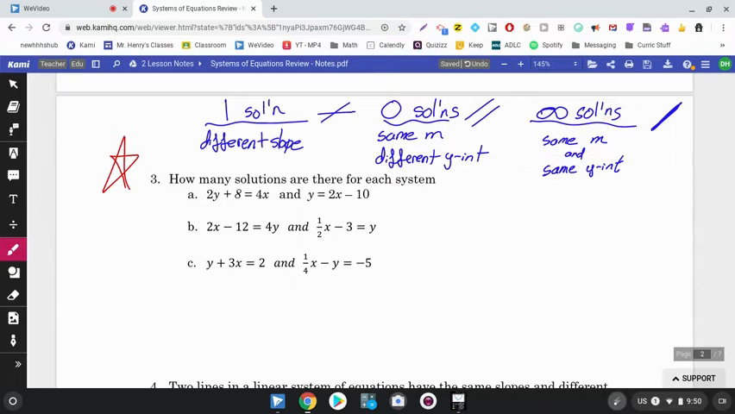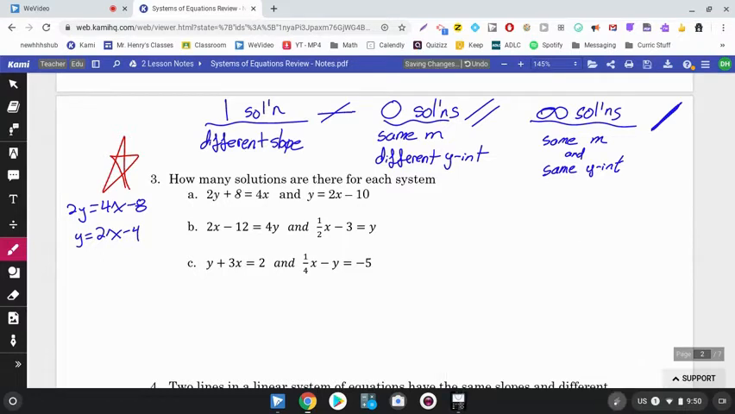So we go to something like this. It says, how many solutions are there in each system? 2y plus 8 equals 4x, and then y equals 2x minus 10. Well, I'm going to rearrange the 2y plus 8 equals 4x. I'm going to start by moving the 8 over. So 2y equals 4x minus 8. Divide by 2. y equals 2x minus 4.